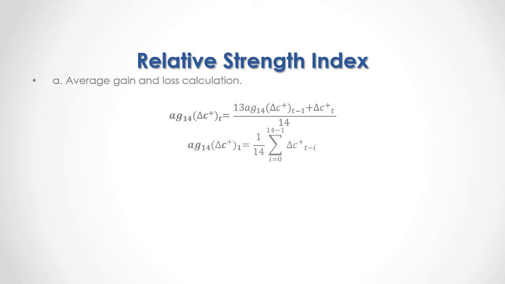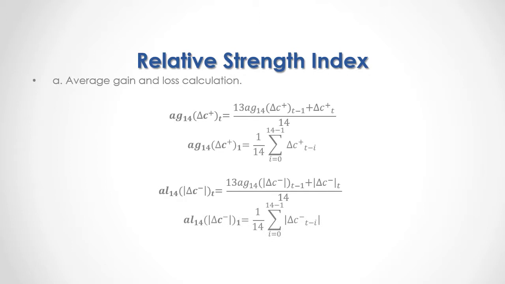For the initial 14 days average gain of positive close price differences, it is equal to 1 divided by 14 multiplied by the sum from the 0th to the 14 minus 1 observation of previous period's positive close price differences up to current period.